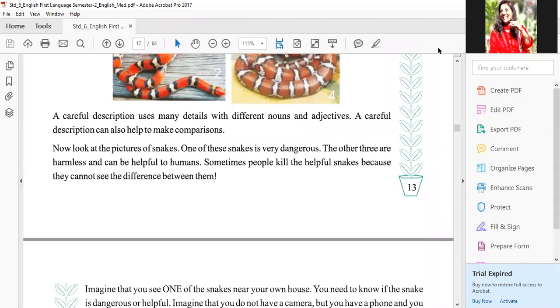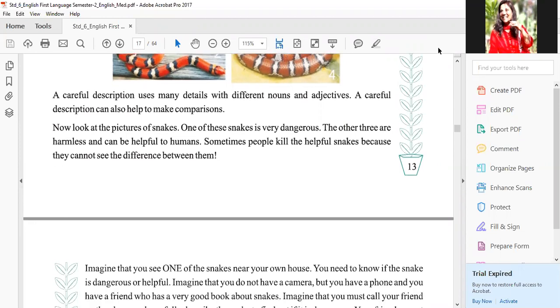One more thing I'll tell you. As we just read, not all snakes are poisonous, right? Some snakes are harmless, meaning because they are not poisonous, they do not harm us, right? And these snakes are also very helpful. Sometimes people kill the helpful snakes because they cannot see the difference between them. Because we human beings do not know which snake is poisonous and which is not, which snake is harmful and which snake is harmless. So what do we do? We kill all the snakes. So we should not do that, right?